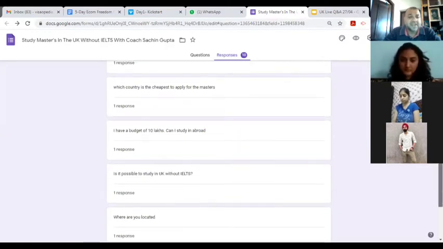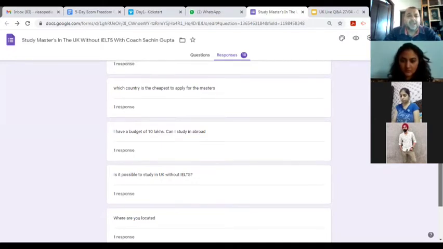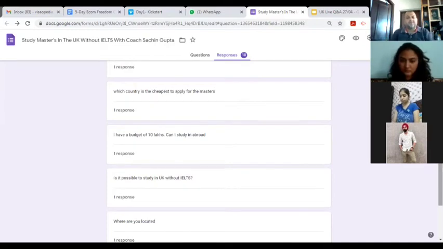I have a budget of 10 lakh rupees. Can I study abroad? If you have a total budget of 10 lakh rupees, I don't know what I'm trying to say. Is that the total amount available with you? Then it is not possible to study in either Canada or Australia or UK. Probably you have to look at a very small country, which I would not suggest at all. So no, 10 lakh rupees is not sufficient at all.